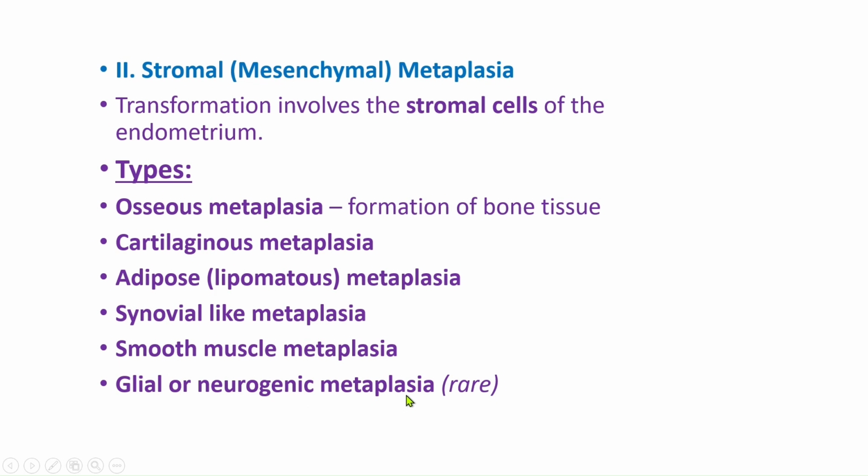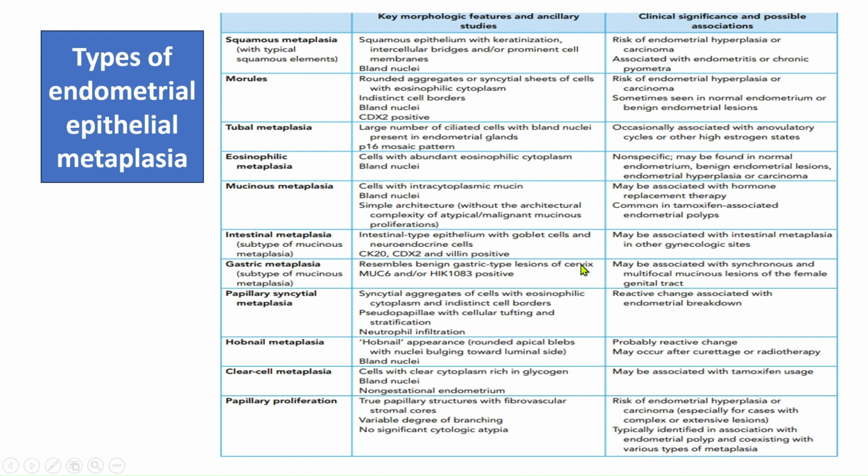So, whenever we see epithelial and stromal metaplasia, we have to keep in mind that mostly the epithelial metaplasias are due to hormonal stimulation, and stromal metaplasia is generally due to chronic irritation or inflammation. Now, what do the different epithelial metaplasias look like? So, this table shows key morphological features and some ancillary studies which will help us to differentiate the different metaplasias, and what is the clinical significance.